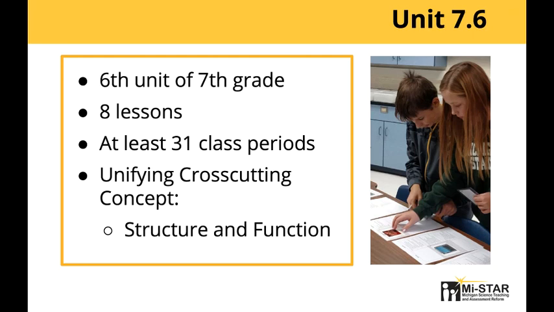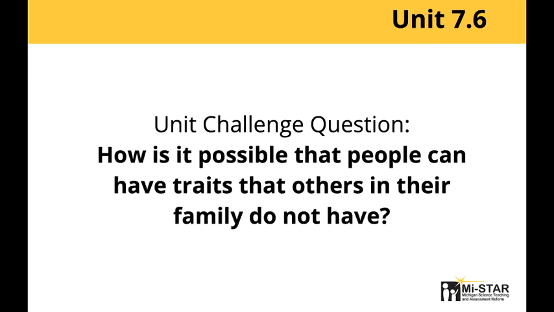This video gives a big picture look at Unit 7.6, introducing the unit challenge scenario, the flow of lessons, and the background content required. Unit 7.6 is designed for 7th grade and is the 6th unit for the school year. It's comprised of 8 lessons, including the unit opener and unit closer, requiring a minimum of 31 50-minute class periods. The semester unifying cross-cutting concept is structure and function. The full title of Unit 7.6 is The Popsicle Vandal, Inheritance of Traits.